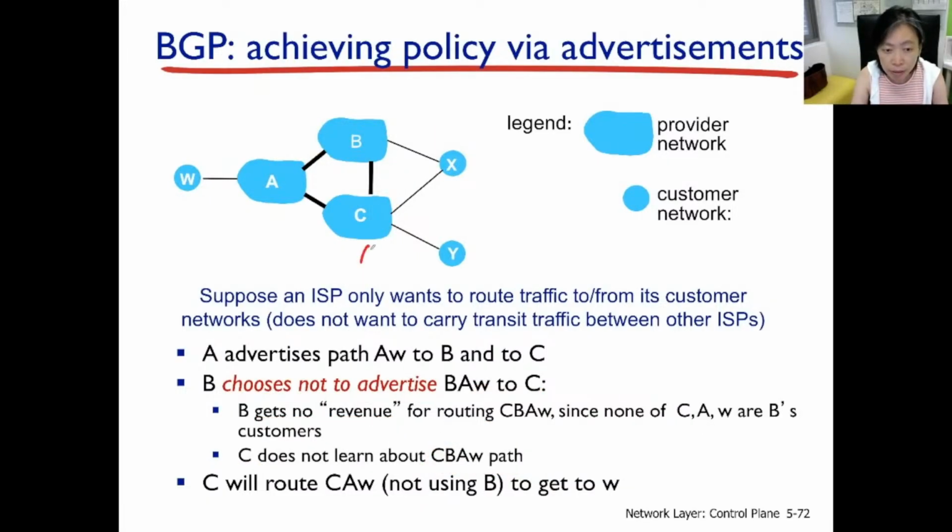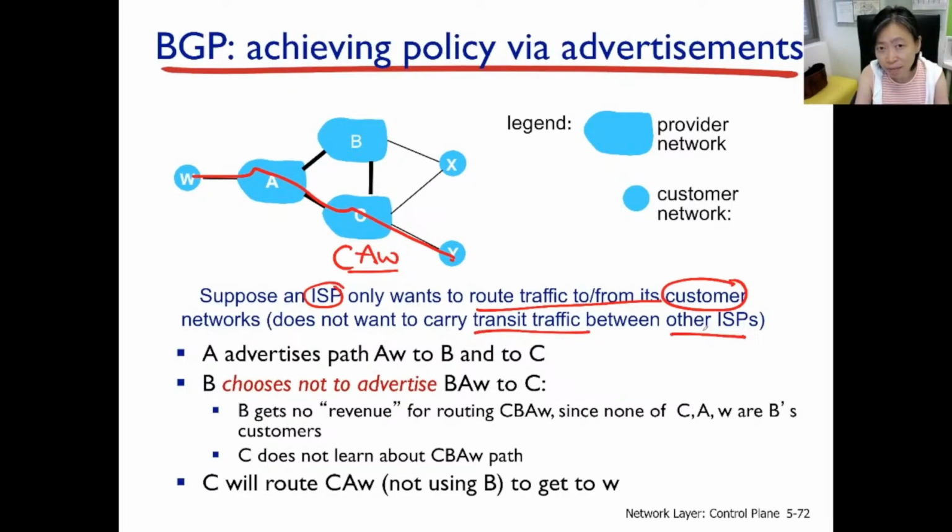Instead, C here, receiving AW, is going to prepend itself, giving CAW, and Y is going to use CAW as a way to send traffic to the user in W. So you see in this scenario, it's very obvious. For a customer network, an ISP will be happy to route traffic to and from the customer. But an ISP not getting paid by others would hate to transit traffic between these other ISPs. So bottom line, not getting paid for the work.